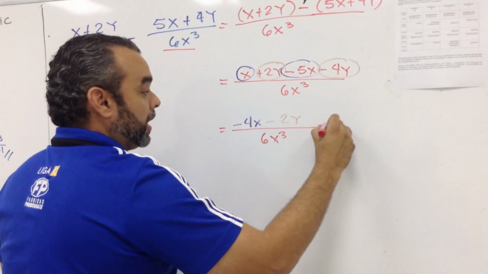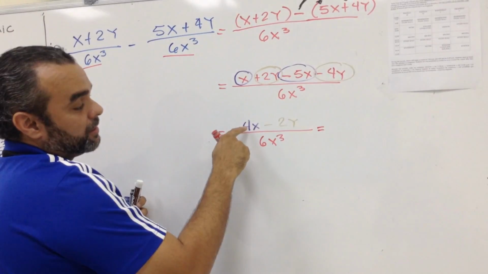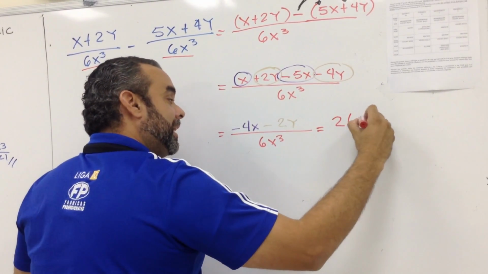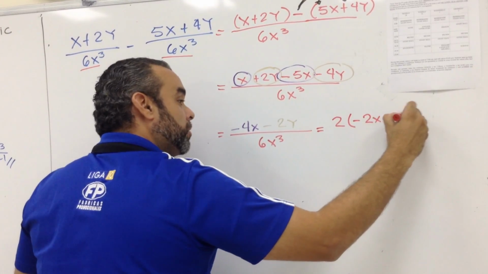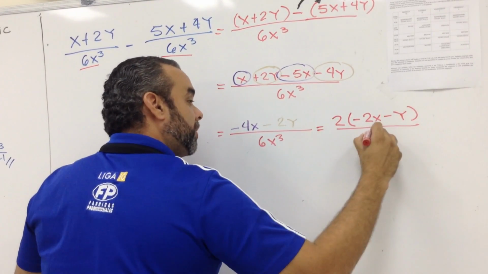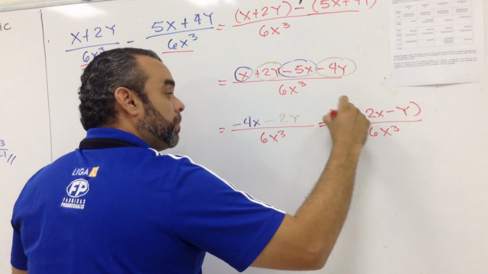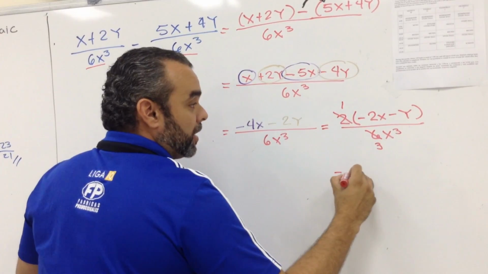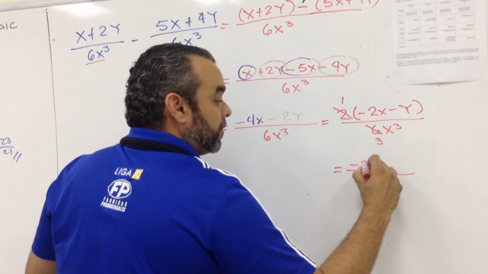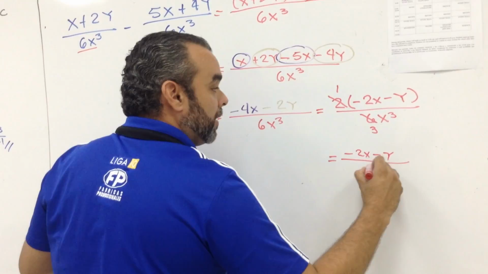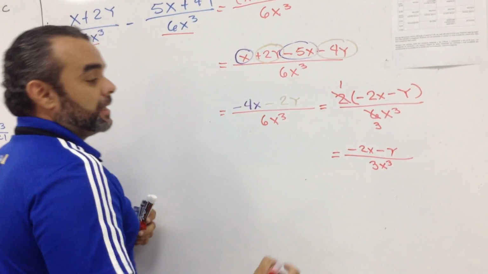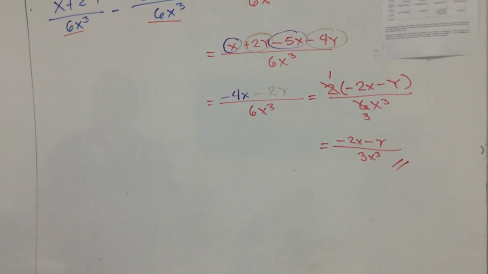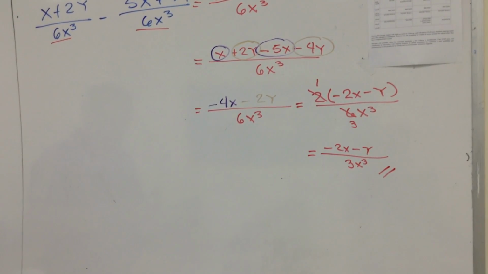Now, if I see here I have something special, I have a common factor in each one of them. My common factor is 2 because the 2 divides the 4 and the 2. So it's going to be 2 and it's going to be negative 2x minus y. All these divided by 6x to the cube. So I could simplify the 2 with the 6. This becomes 1 and this becomes 3. So my final answer is going to be negative 2x minus y divided by 3x to the cube. And that's our answer for this type of algebraical expression or algebraical fractions.